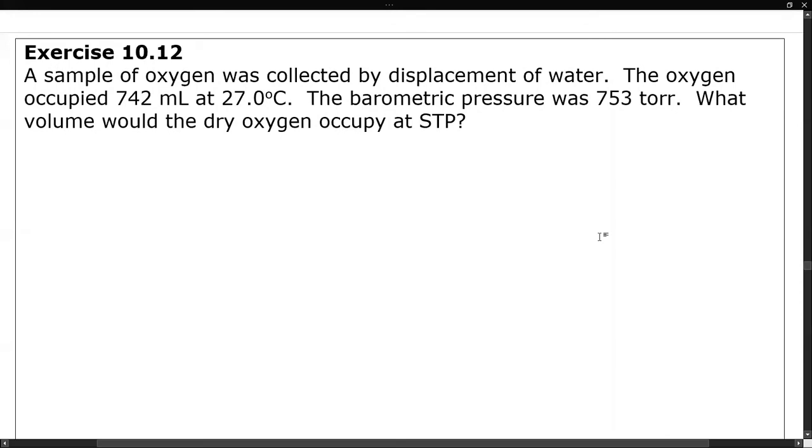Okay, here's a problem where we put all of the work we've been doing together. We have a sample collected by displacement of water. That is, the gas is trapped above the water, so we are going to have to consider the vapor pressure of the water. The oxygen that was collected was 742 milliliters at 27 degrees Celsius. 27 degrees Celsius is 300 Kelvin. The barometric pressure was 753 torr. We want to know the volume of the dry oxygen at STP. This is very similar to a problem we worked before, except we have to account for the vapor pressure of the water.